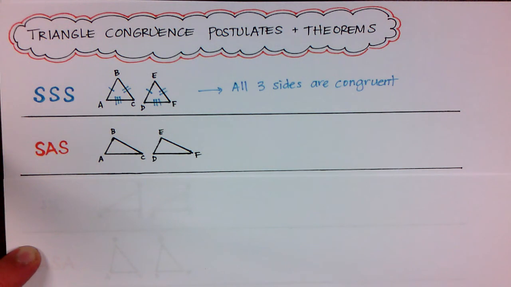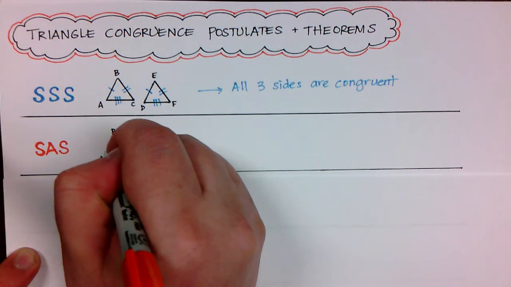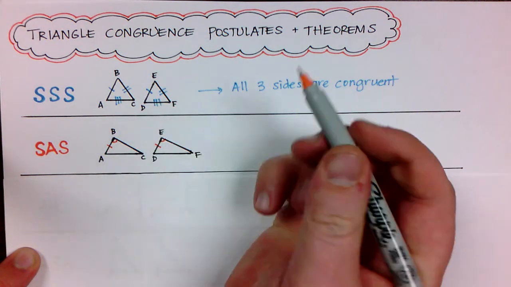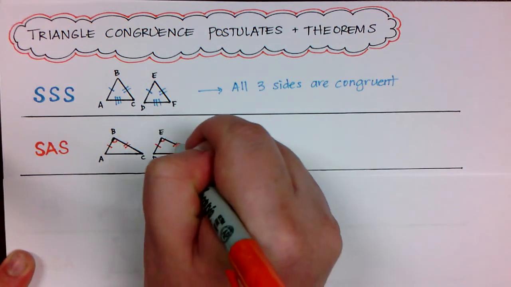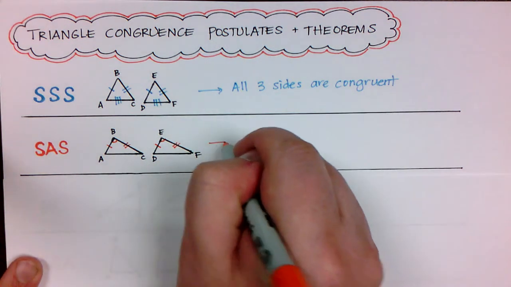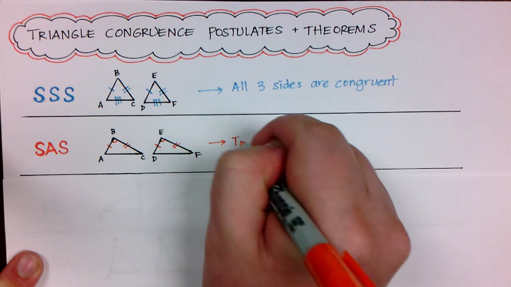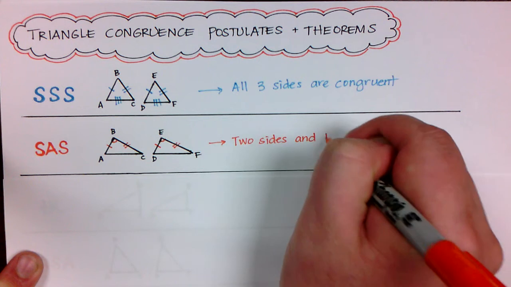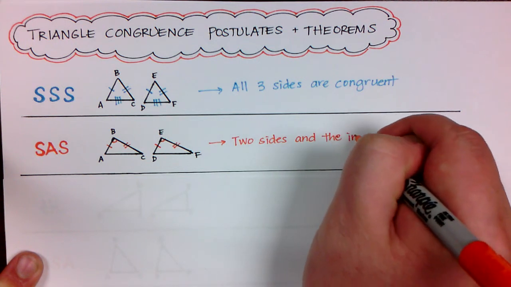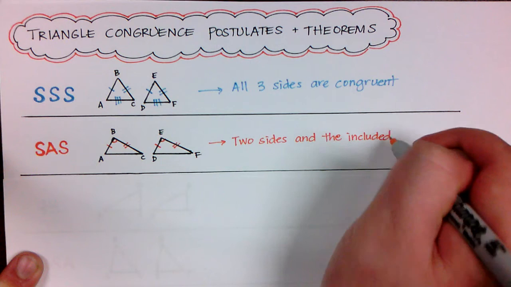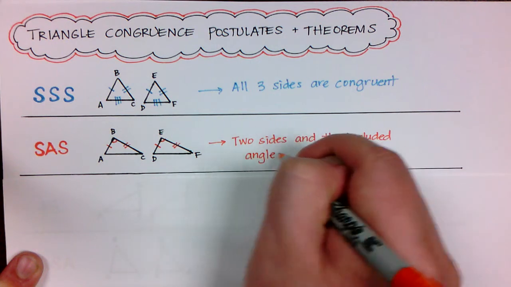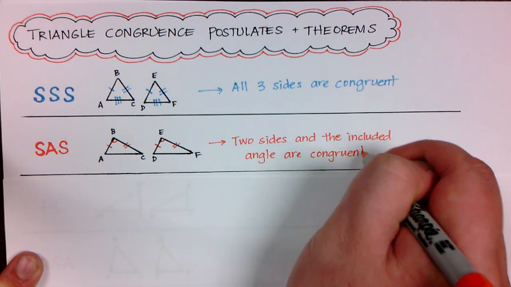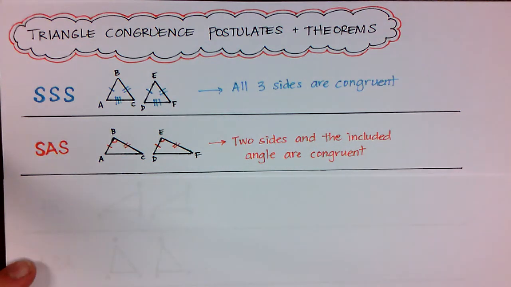The second one that we talked about was SAS. That stands for side, angle, side. So I had one side. I also had an angle that matched, and I had a second side. Side, angle, side. So if I could show that two sides and the included angle are congruent, then the two triangles themselves were congruent.